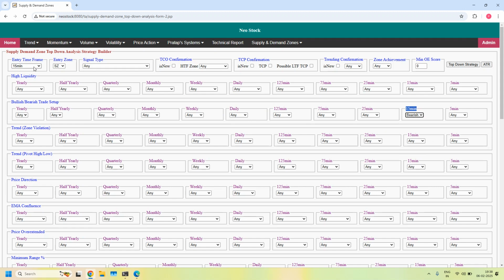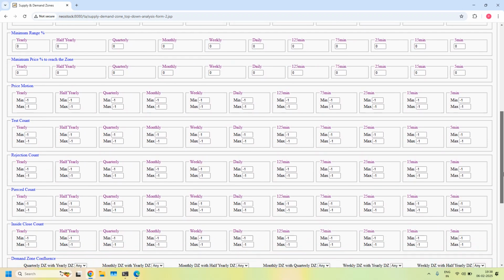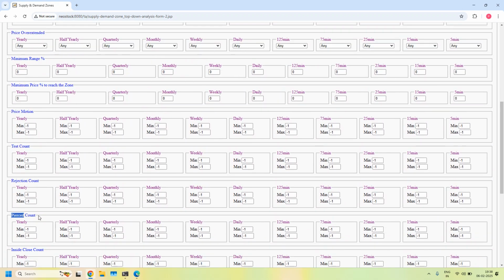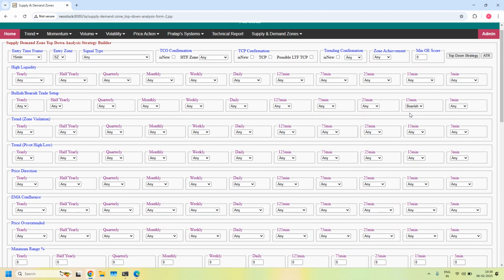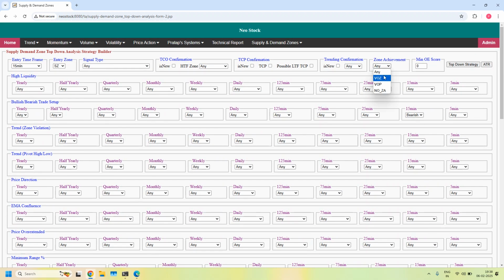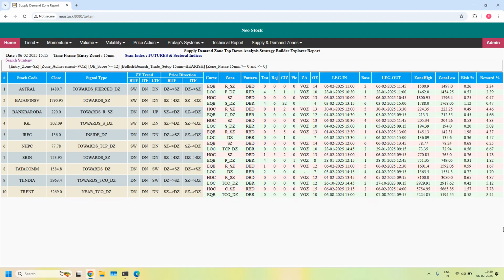And 3 filters we have to set for the 15 minutes supply zone. First filter, the 15 minutes supply zone should not be pierced. So in the pierced count at 15 minutes time frame, I am setting minimum value 0, maximum value 0. That means the zone is not pierced. Zone achievement should be violated opposing zone. Minimum odd enhancer score 12. All 3 filters applied to the 15 minutes supply zone. We got 10 stocks.